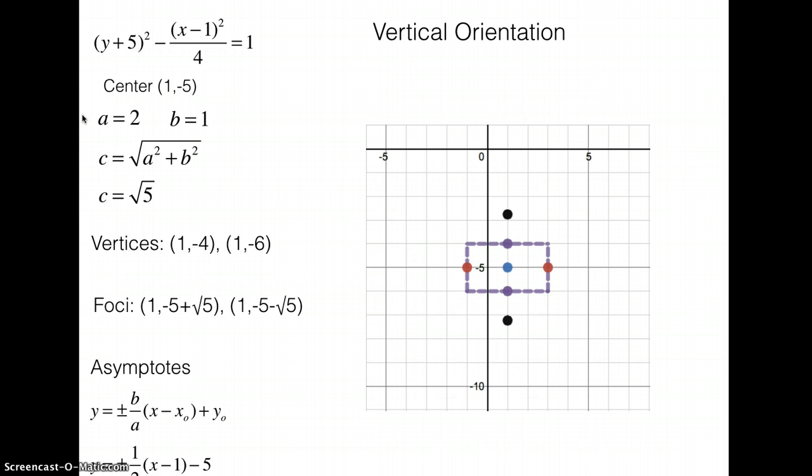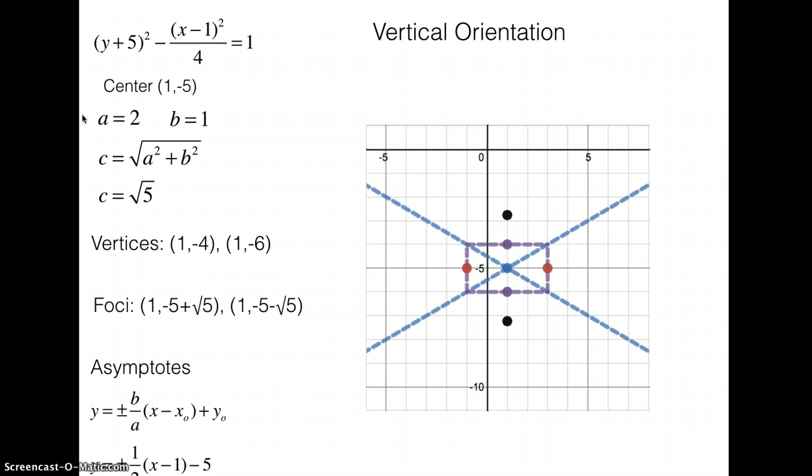Draw the rectangle, draw your asymptotes, and this one, vertical orientation, is going to open up and down instead of side to side. So there you have the two ways to graph a hyperbola.